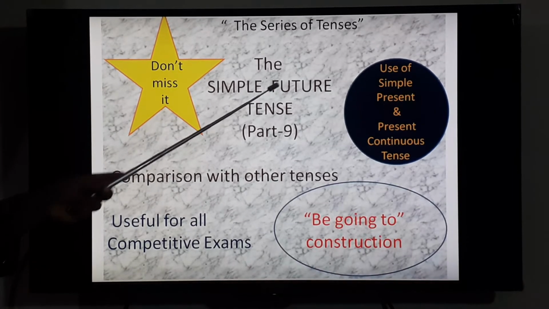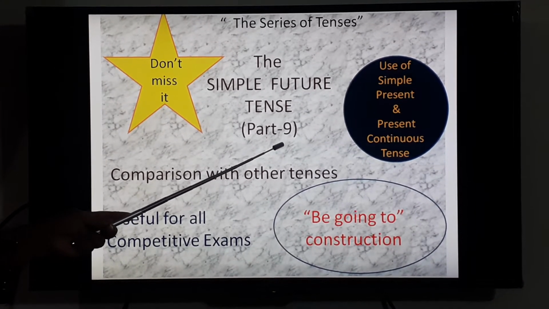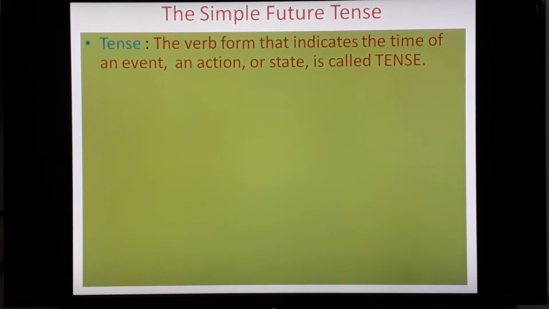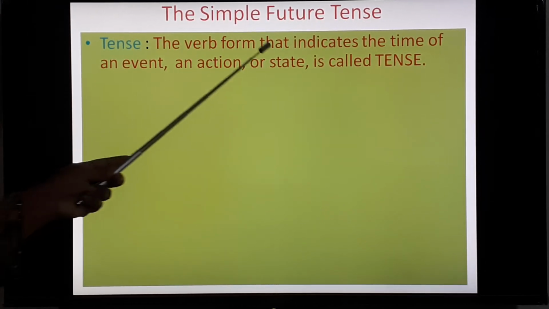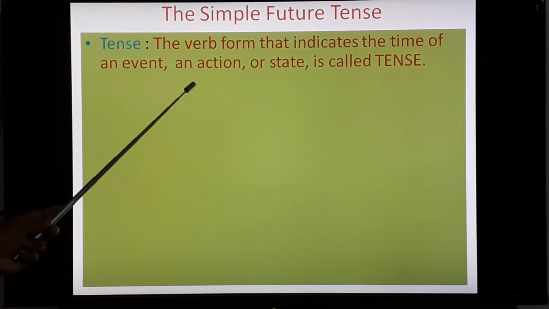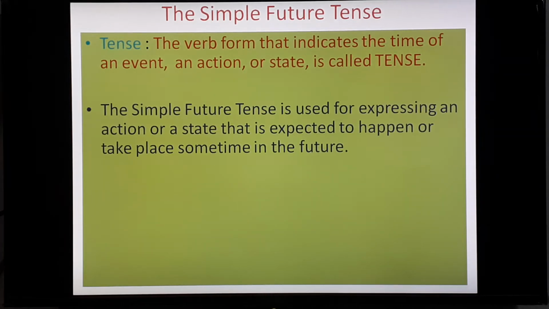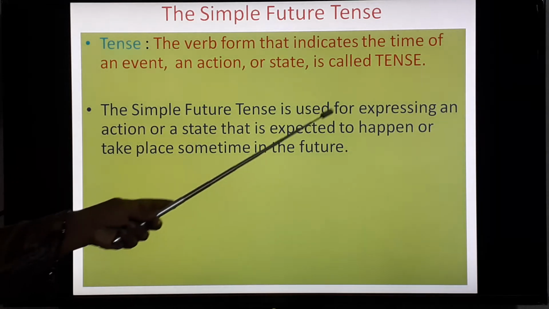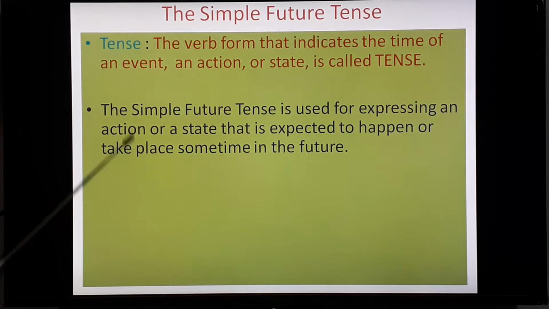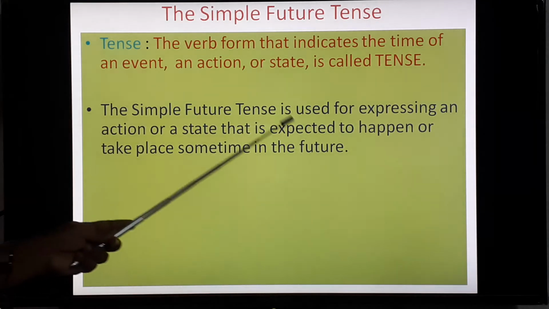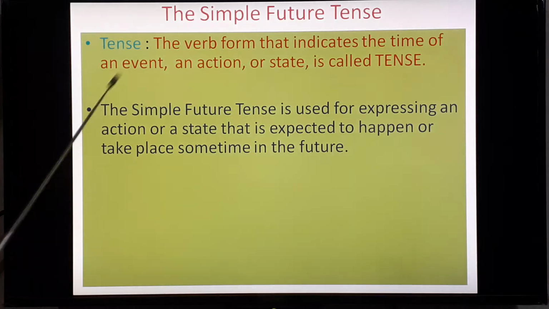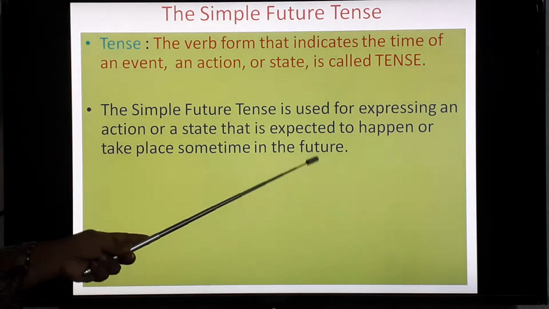The simple future tense, tense number 9. Let's see the definition of tense. The verb form that indicates the time of an event, an action or state is called tense. Definition of simple future tense. The simple future tense is used for expressing an action or a state that is expected to happen or take place sometime in the future.